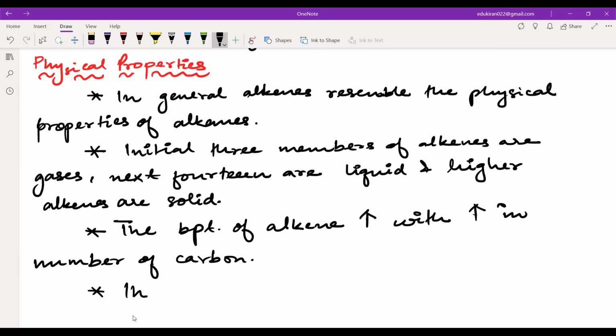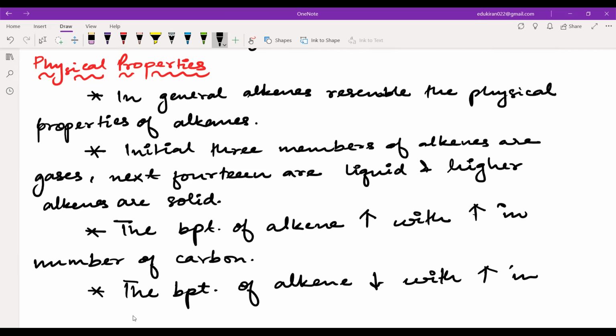Similarly, I can say the boiling point of alkene also decreases with increase in branching.